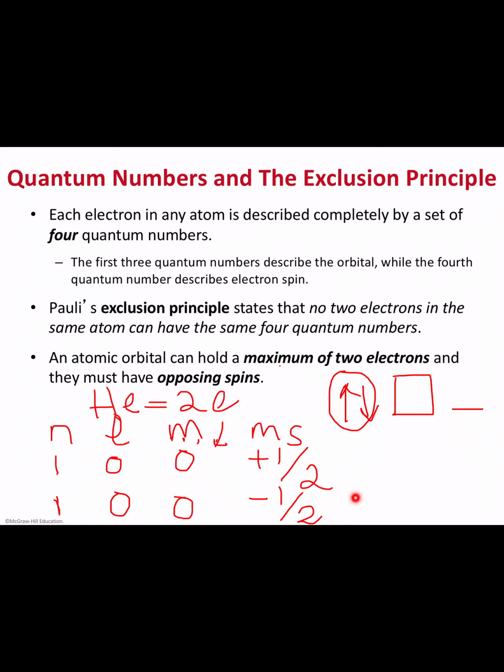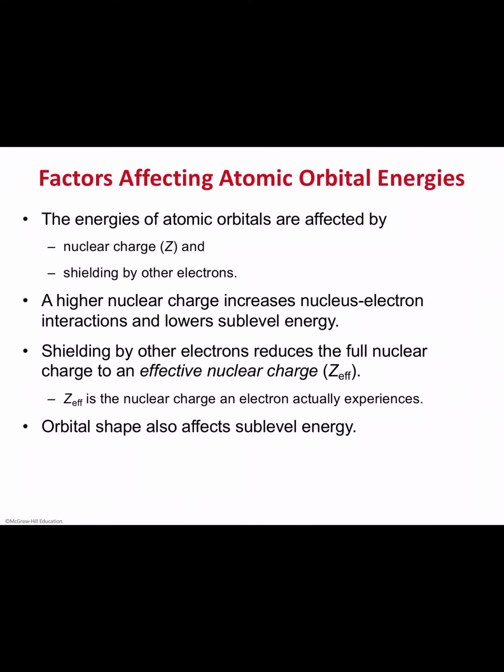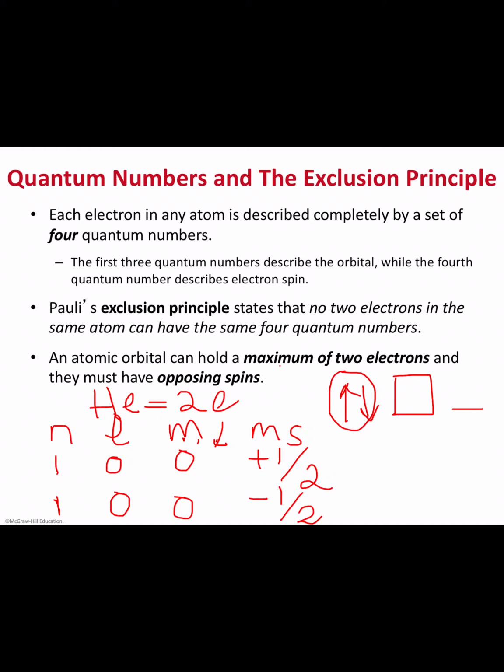Okay, any questions? I guess I cannot hear you. A maximum of 2 electrons, and they must have opposing spins. That's the Pauli exclusion principle. Okay, so then let's move on to the next slide.